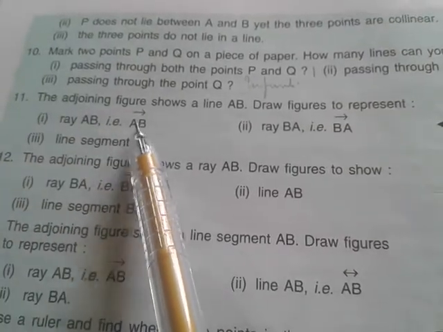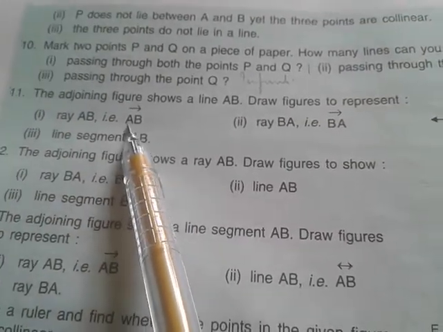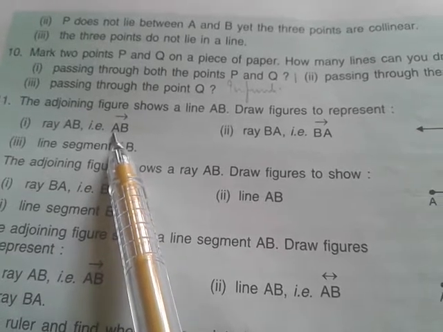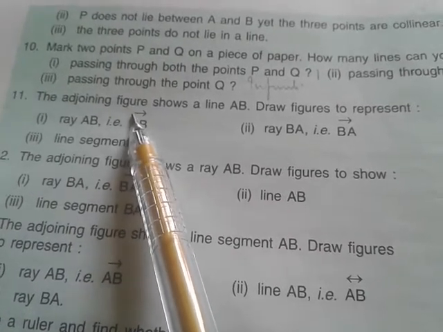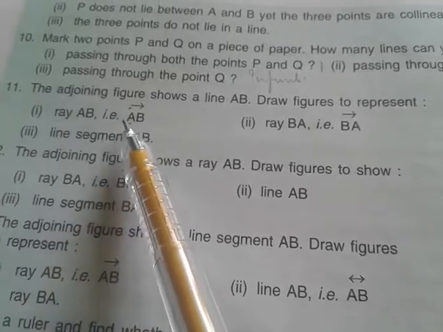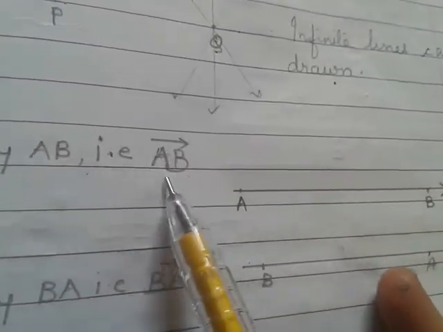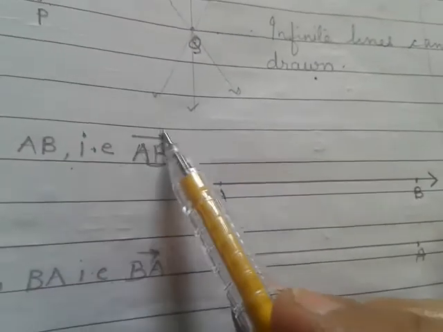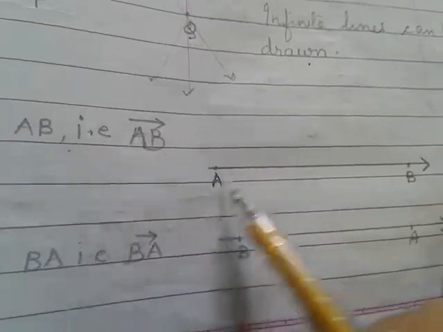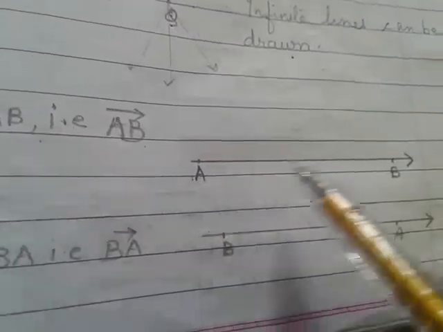Ray AB means your ray's initial point starts with A. Why? Because you can see here that this shows the initial point is A. So this is the way you can write ray AB. The symbol is this. Why have I written A, B here, and why have I not written B and A?